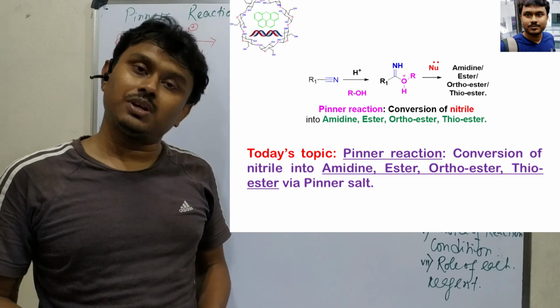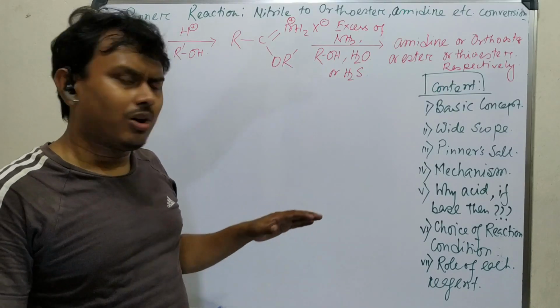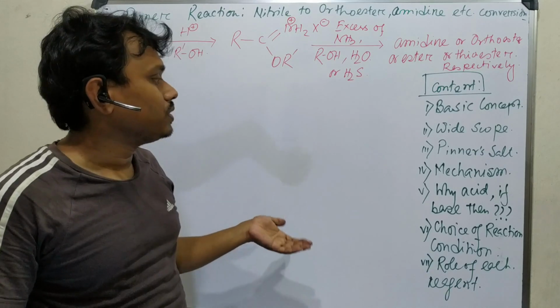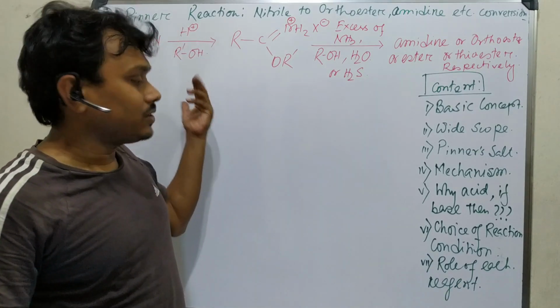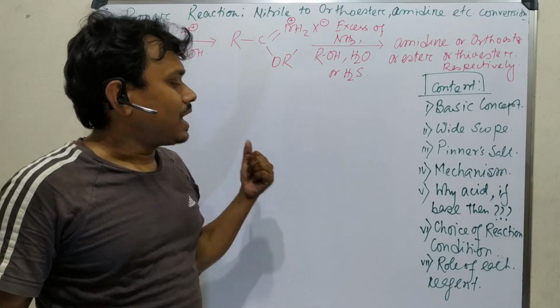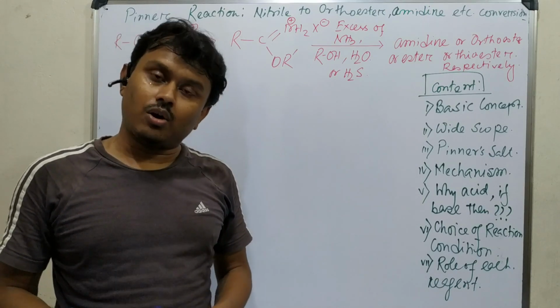So what we are going to learn today is almost all the important things for this reaction, like the basic concept, why it serves, scope, Pinner salt, mechanism, why acid, why not base, because this is needed, and choice of reagent, condition, and role of each reagent. Okay, so a lot to be discussed.